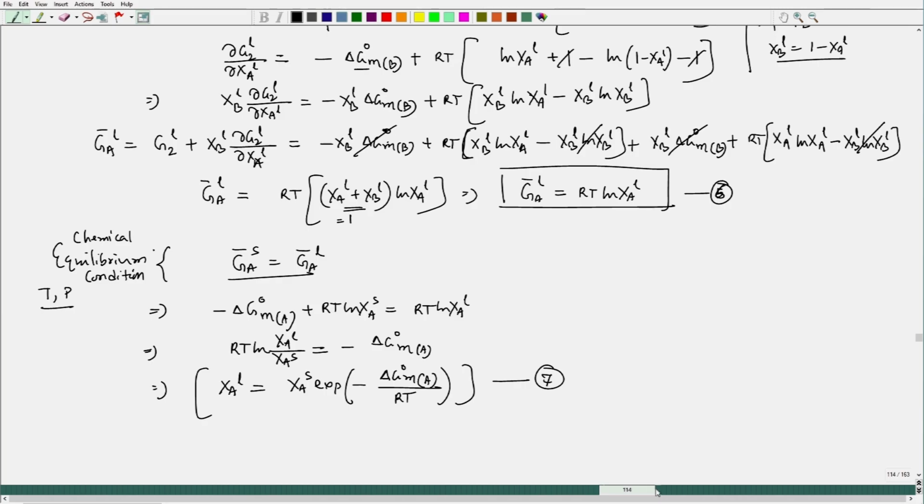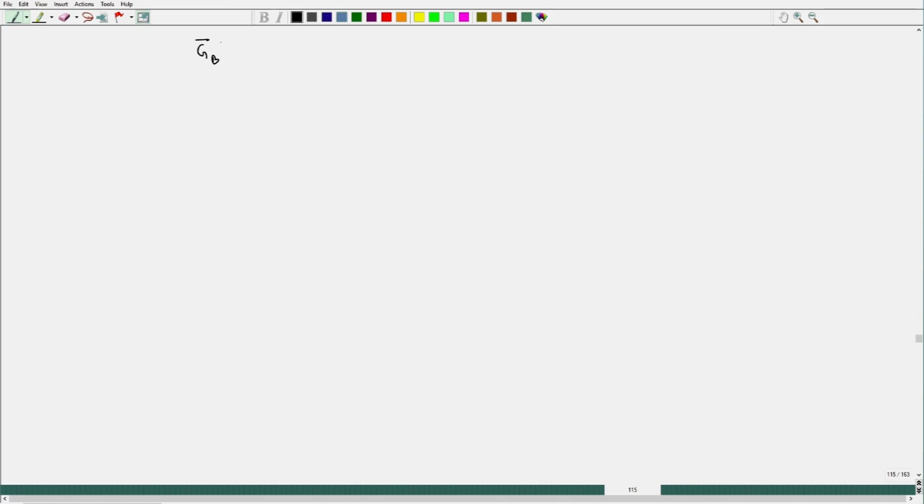Now we will find out two other partial quantities and equate them. We have to find out GB bar for solid, which should be equal to G2 solid plus XA solid delta G2 solid delta XB solid. Okay.